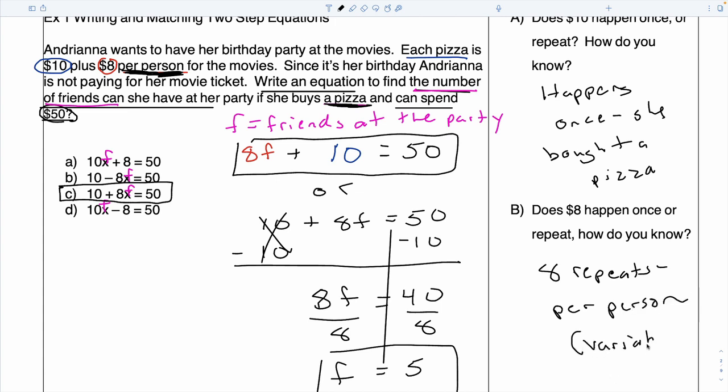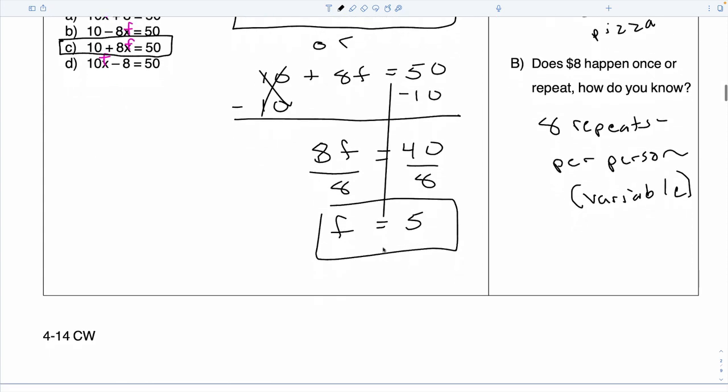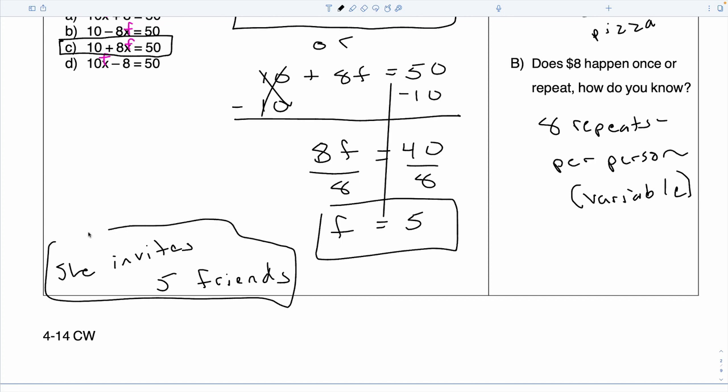Per person. And there are 5 friends. So you could write that if you want, sure. When we have a word problem, it's always good to label. 5 friends. She invites 5 friends. Is your answer. Jot that down if you haven't already. Next page.